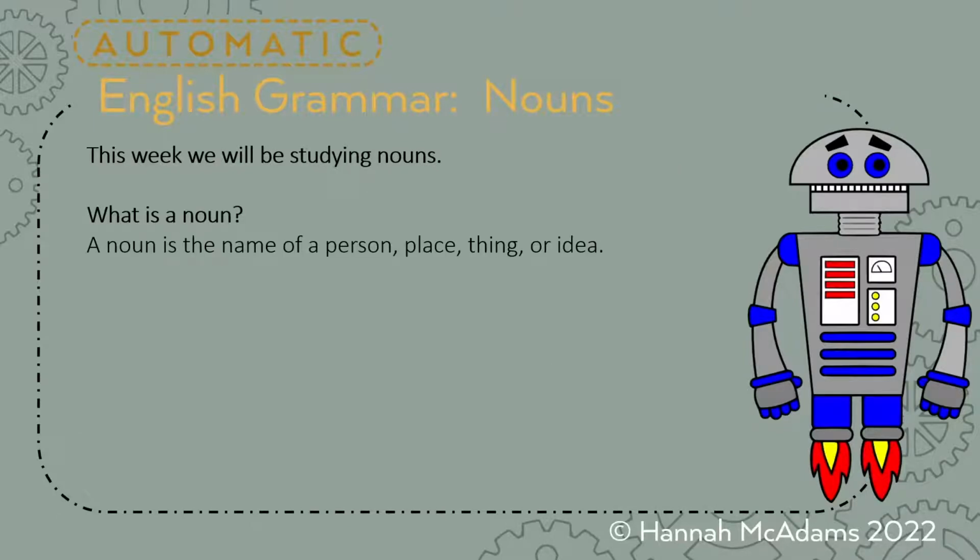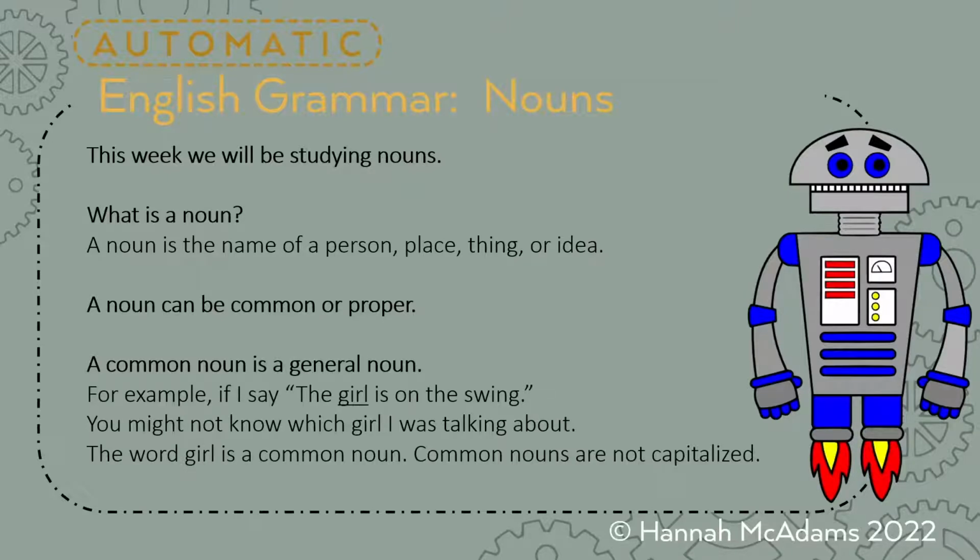So what is a noun? A noun is the name of a person, place, thing, or idea. Okay, a noun can be common or proper. A common noun is a general noun. For example, if I say the girl is on the swing, you might not know which girl I was talking about, right? Girl is a noun because it's a person, but it's a common noun because it's very general.